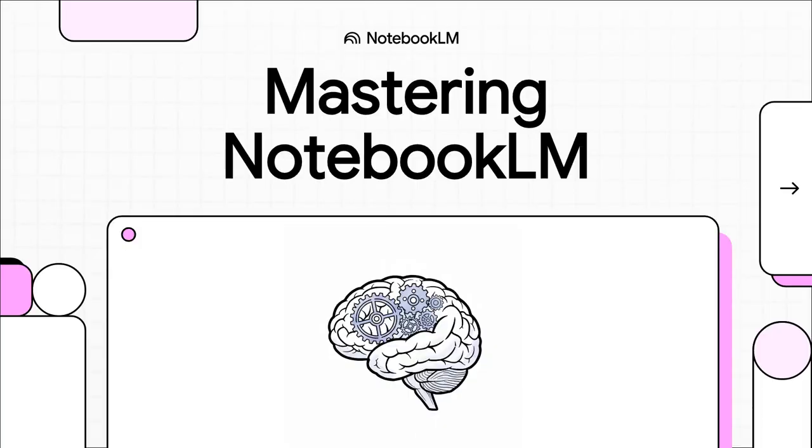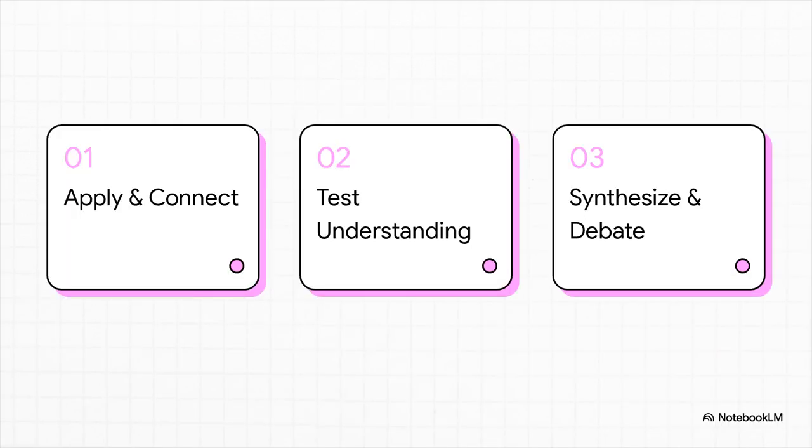Today, we are embarking on a really fascinating journey to break you completely out of that summary trap. We're going to explore 6 advanced prompts pulled directly from our source material that are designed to turn you from an average user into an absolute expert learner. Here's our roadmap for today. First, applying and connecting knowledge. Second, testing deep understanding. And third, synthesizing and debating ideas.